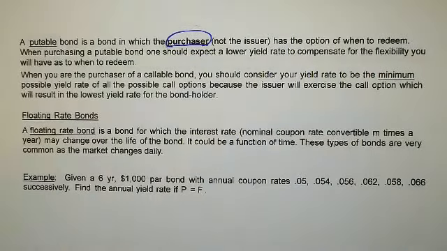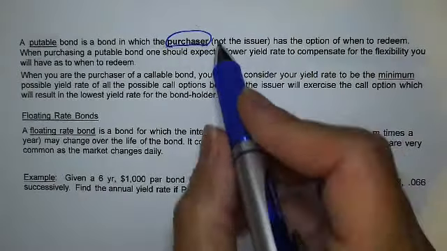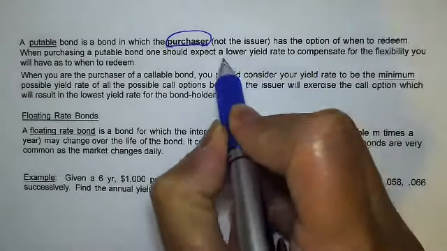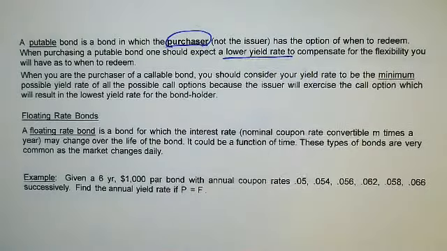When we buy a puttable bond, we usually end up with a lower yield to compensate for the fact that we can be redeeming the bond whenever we feel like it. So it says here, when purchasing a puttable bond, one should expect a lower yield rate to compensate for the flexibility you have as to when you want to redeem the bond.